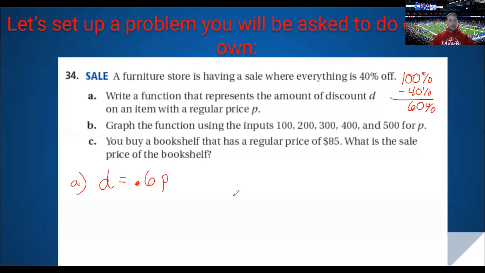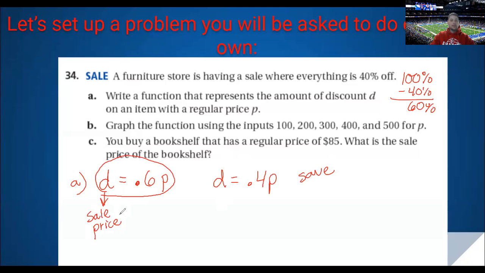Now, another way of looking at this problem is understanding you want to know how much money you're actually saving. If you want to know how much you're saving, understand your discount can also mean what is 40% of the original price. So if you thought of this equation right here, this would tell you how much money you're going to save. This equation over here really refers to what is your sale price. That's what D would represent here. That's the price you're paying at the register.